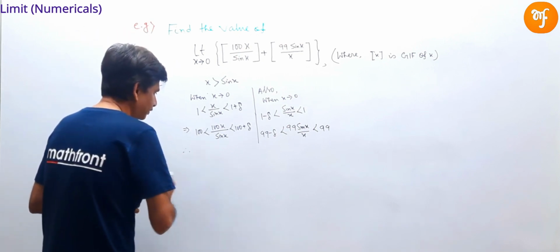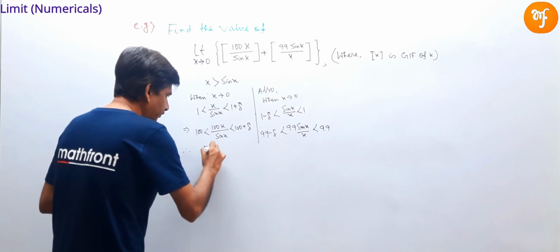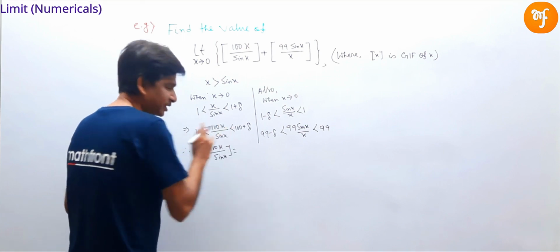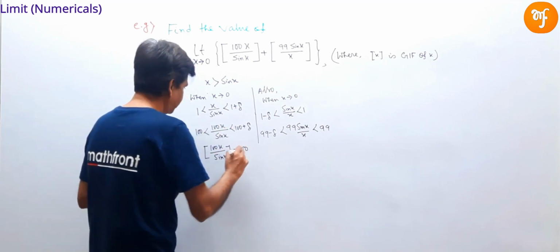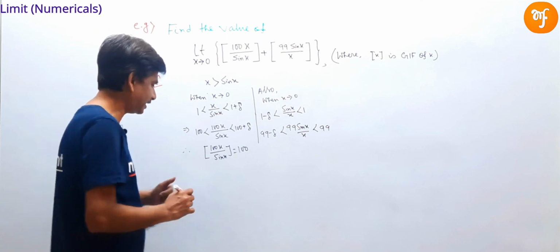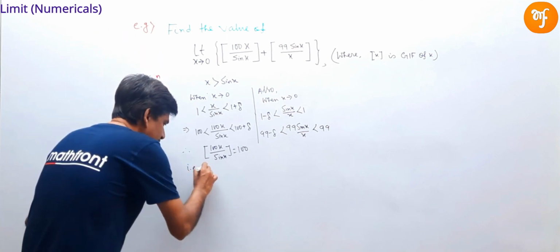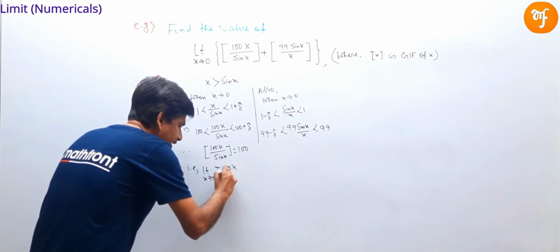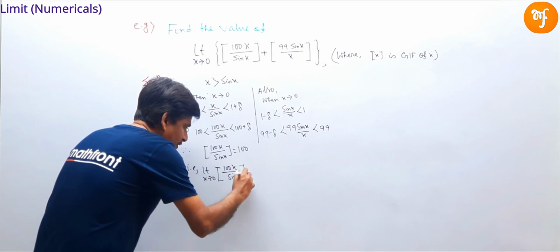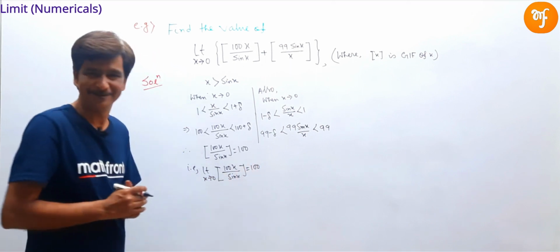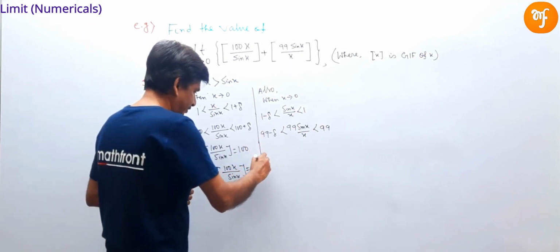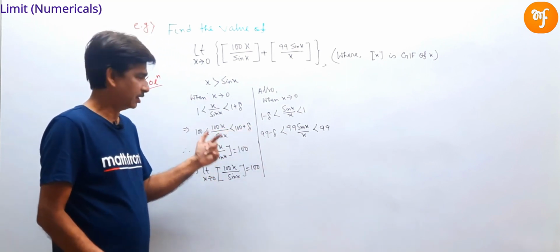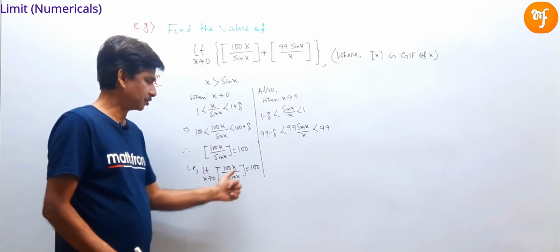So box of 100x by sin x can be considered as 100 when x tends to 0. That is, limit x tends to 0, box of 100x by sin x can be written directly as 100. Because a number is greater than 100 and less than 100 plus delta, if we take box of this number, the result will be 100.